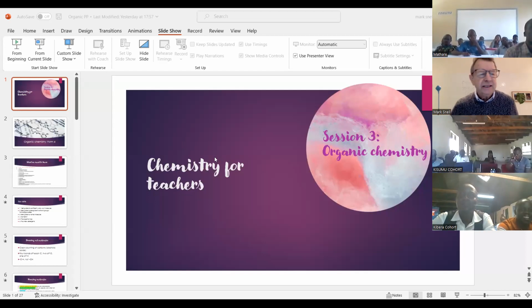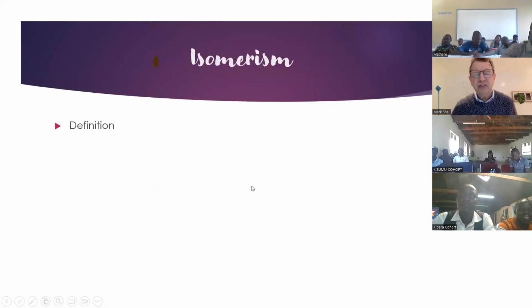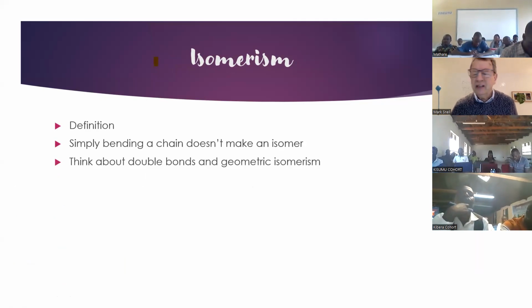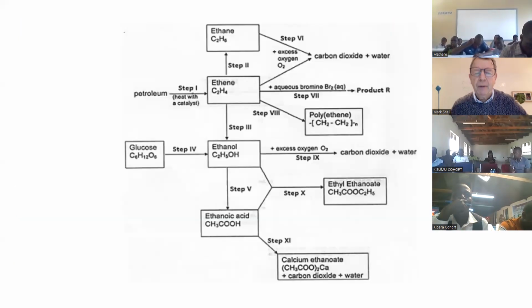So here we are. So there's the naming. Isomerism, I've just said, they need to know the definition. Simply bending the chain doesn't make a new isomer. And then teach them about geometric isomerism and double bonds and the same side and different sides and so on. But the most important one is the organic map. And in KCSE, there are a lot of questions like this, which are really quite hard for the students. Obviously, you guys are going to go, ha, it's so easy.